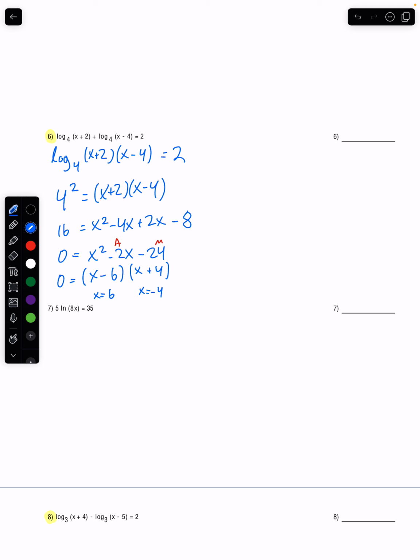And the way you want to test these for the domain is you want to go back and plug them into the original equation. So if we plug in 6, we're not going to get negatives in either of our logs, so neither of these pieces turn negative. But if you take negative 4, this x plus 2 and this x minus 4 will be negative. So we're going to reject, oh my bad, we're going to reject the negative 4 and just say 6 is our answer.